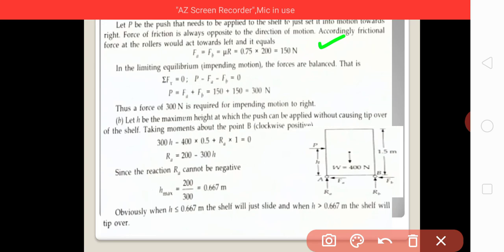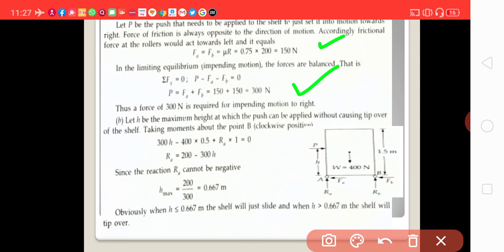In the limiting equilibrium condition, the impending motion condition, the forces are balanced, that is summation Fx is equal to P minus FA minus FB. So, P equal to 300 Newton. Thus, a force of 300 Newton is required for impending motion to the right. First condition, first answer is over.